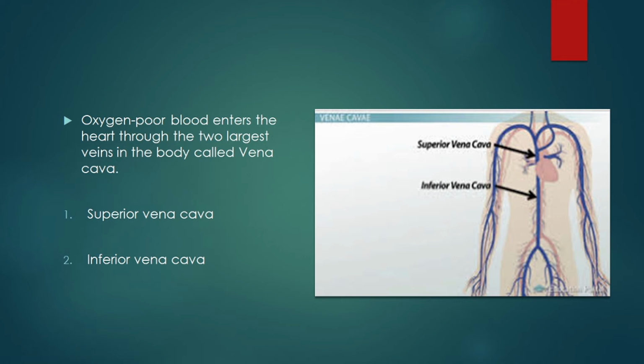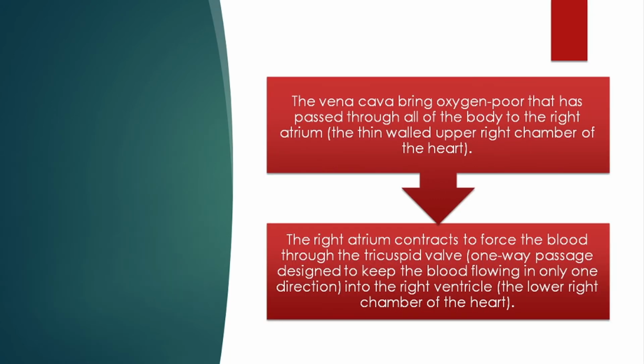Now we'll see how the deoxygenated blood enters the heart. The oxygen-poor blood enters the heart through the 2 largest veins in the body, called the vena cava. One is the superior and the other is the inferior vena cava. Superior means above, inferior means below. The superior vena cava takes blood from the upper parts of the body, and the inferior vena cava takes blood from the lower parts of the body. The vena cava bring oxygen-poor blood that has passed through all of the body to the right atrium.